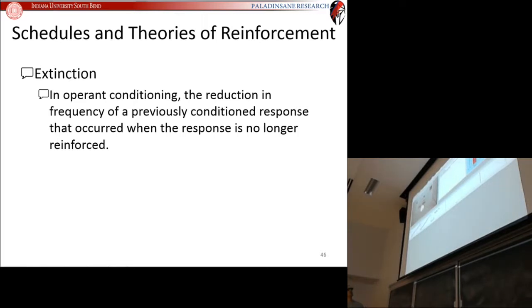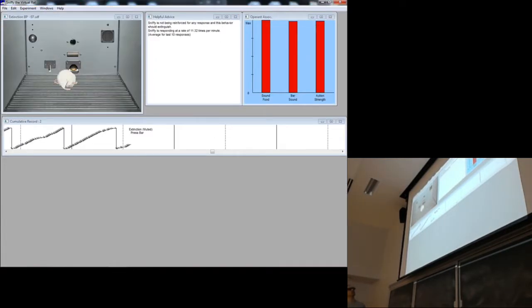So extinction here. Let's say that we wanted to go through extinction for the bar press. We didn't want our rat pressing the bar any longer. What we can do is put it into an extinction procedure where the hopper no longer comes up, right? The hopper is disabled, you press the bar, and it doesn't come up. So not only do you not get the food, but you also don't get the sound.